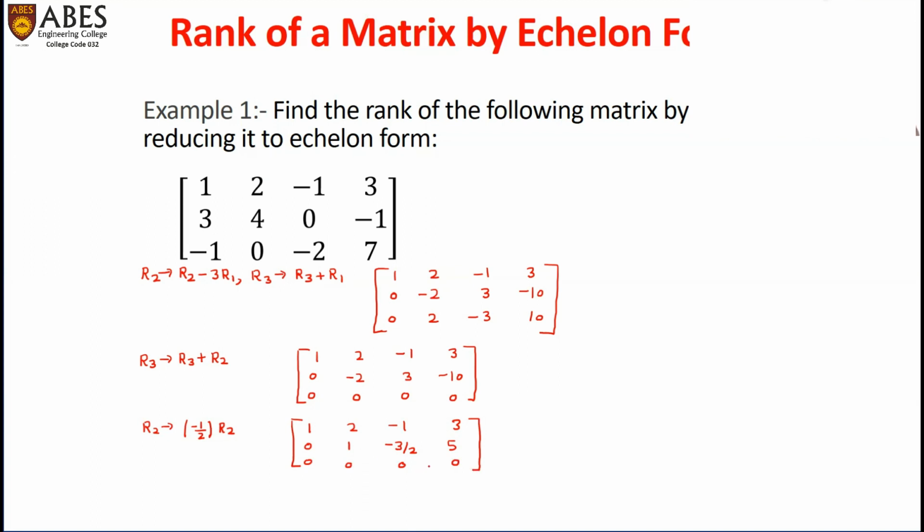It is an echelon form. The first non-zero element is 1. Here 1. Here we have 1 zero and here we have 4 zeros. So the second property is satisfied. This is a zero row because it contains all the elements as zeros. This is a non-zero row. Again, it is a non-zero row.